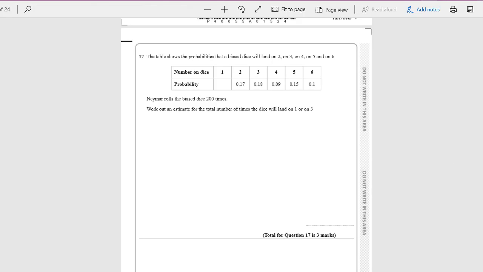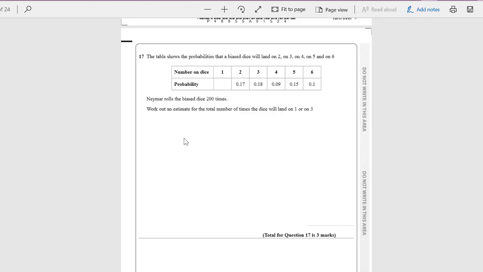Question 17. The table shows the probabilities that a biased dice will land on 2, on 3, on 4, on 5, and on 6. Neymar rolls the biased dice 200 times. Work out an estimate for the total number of times the dice will land on 1 or 3.